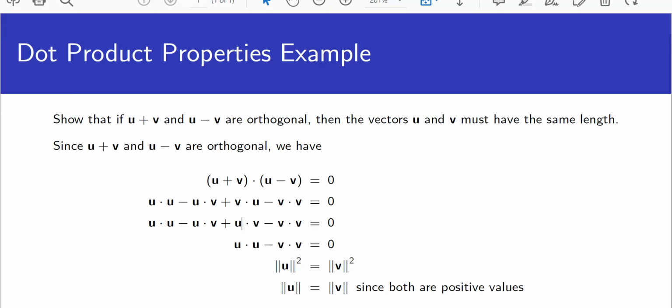All right, so we're being told that u plus v and u minus v are orthogonal. We have a condition that gives us exactly when two vectors are orthogonal, and that has to do with the dot product. Since those two are orthogonal to one another, their dot product must be 0. So now we can use properties of the dot product to simplify on the left-hand side.